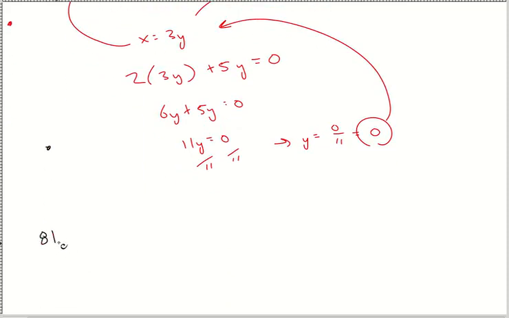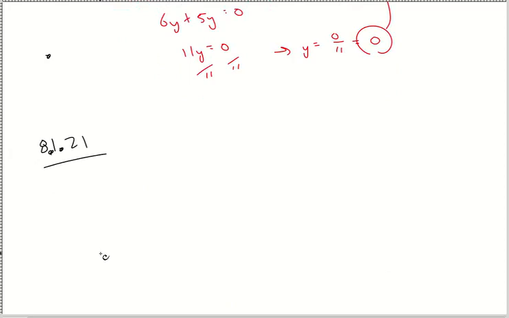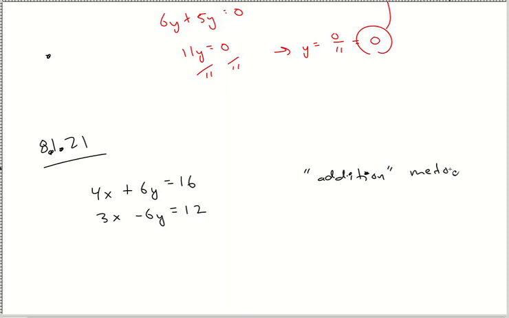Next one, 8.1.21. So I've got 4x plus 6y is equal to 16, and I've got 3x minus 6y is equal to 12. And, you know, let me put this addition method. I call it addition method. I'm going to write that on the side here.